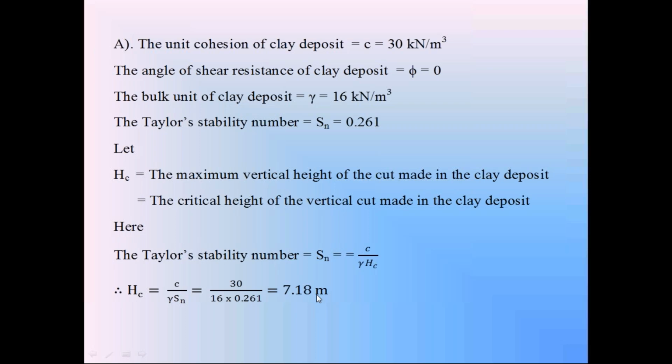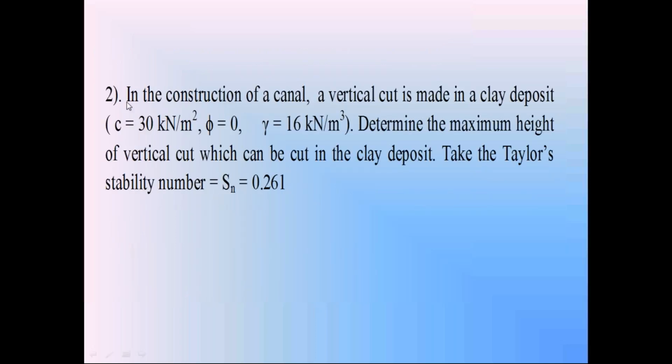So coming to this second numerical problem, the structure is a canal. Normally canals have sloping sides, so the side of the canal is a side slope. But in this problem, they mentioned that the edges of the canal are not sloping soil, it is a vertical cut. So the sides of the canal are vertical cuts. Find the height of the vertical cut for that canal, so that the vertical cut is stable.